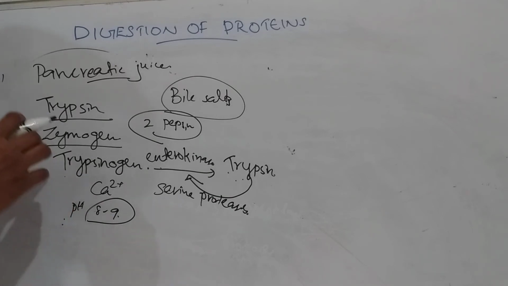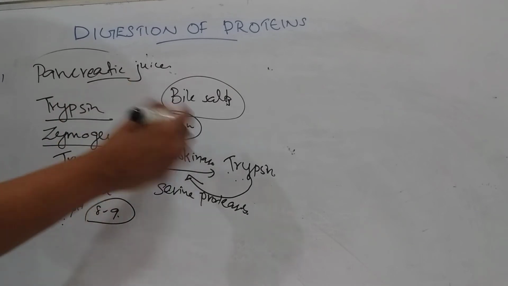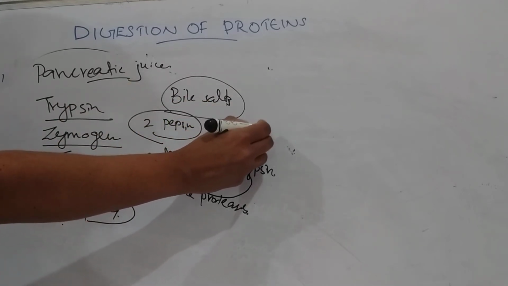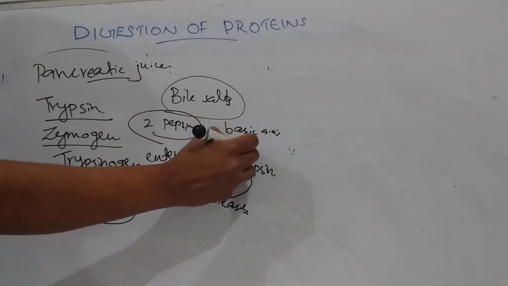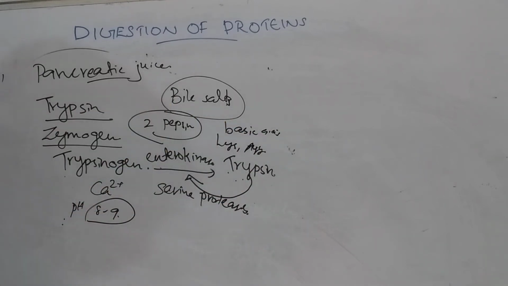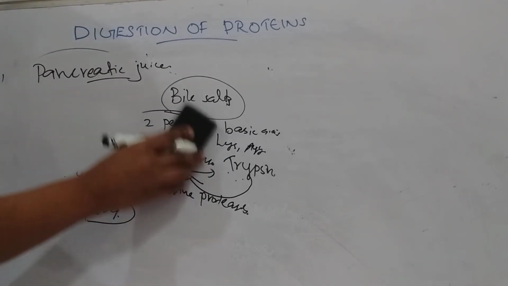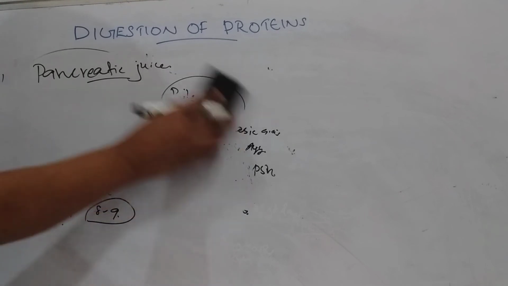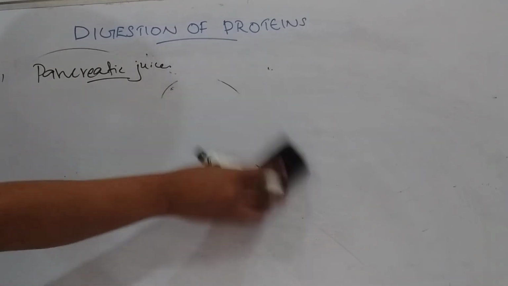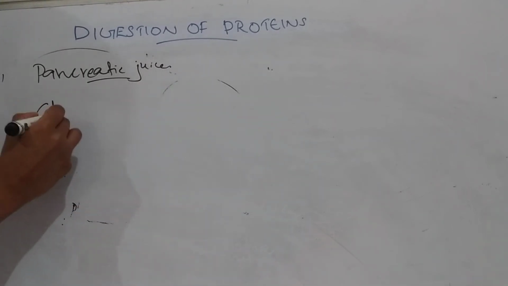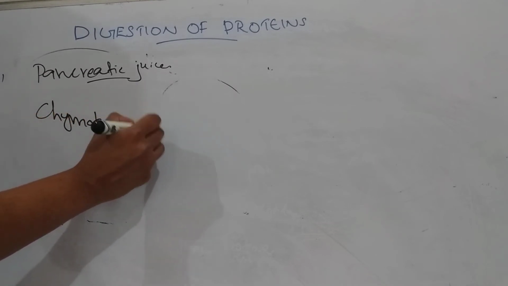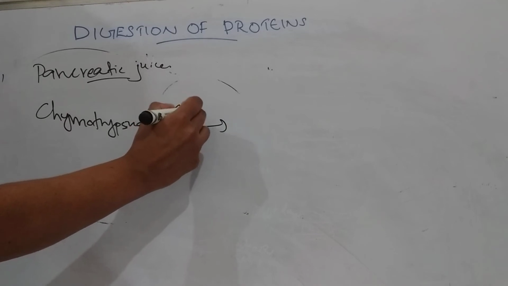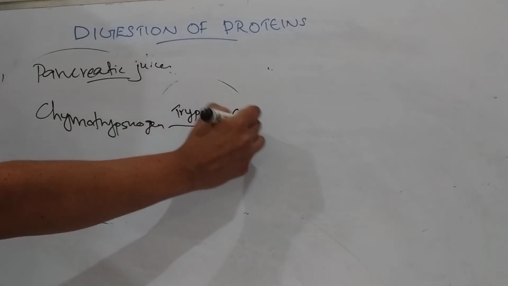This trypsin can hydrolyze peptide bonds of basic amino acids like lysine, arginine, etc. And this trypsin can convert inactive chymotrypsinogen to active chymotrypsin.